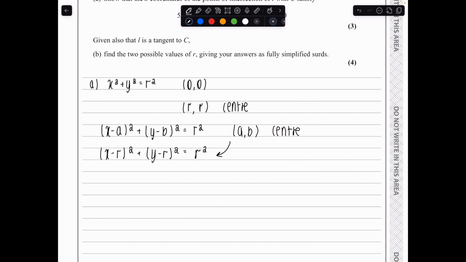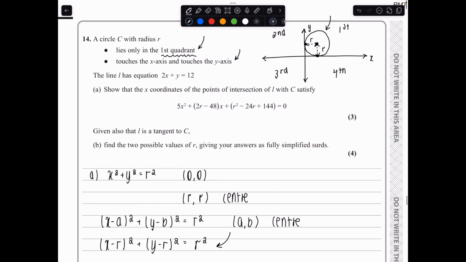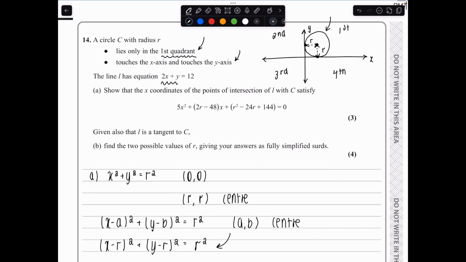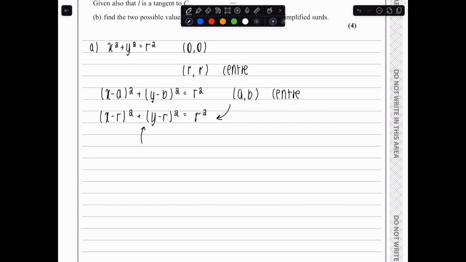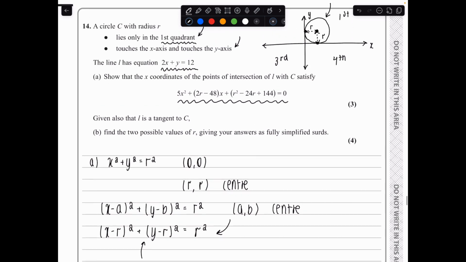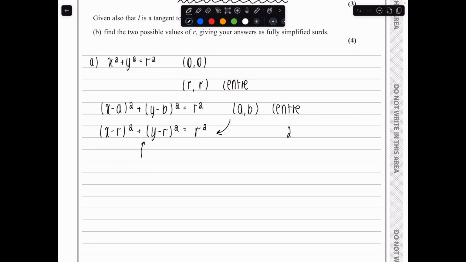But let's see what the question is actually asking us to find. The line L has an equation 2x plus y is equal to 12. Show that the x coordinates of the points of intersection of L and C satisfy the following expression. Whenever it comes to finding points of intersection, we want to substitute one expression into another, right? So we've already found one of our expressions, which is the equation of our circle, but now we also have this expression for our line L, which is 2x plus y is equal to 12.